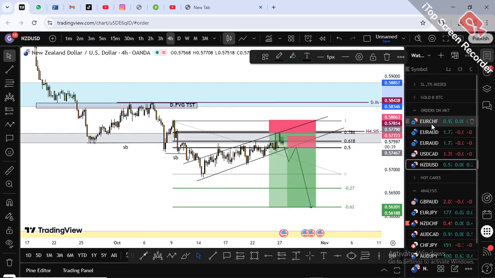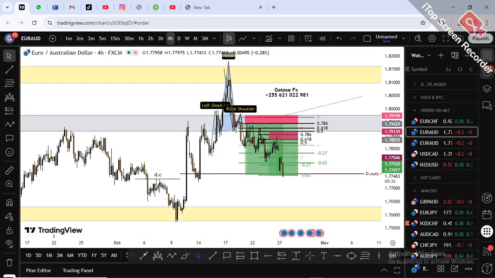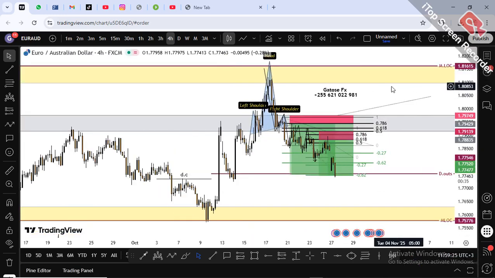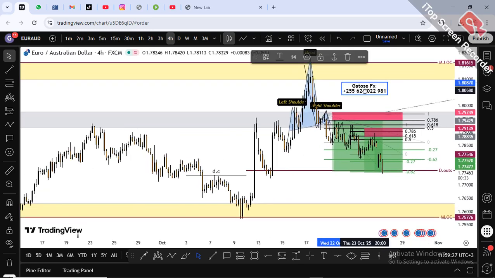For now, it is Euro AUD, which has reached TP at the end of business for the previous week. And this now I have to analyze again and see whether there'll be another opportunity with this trade.